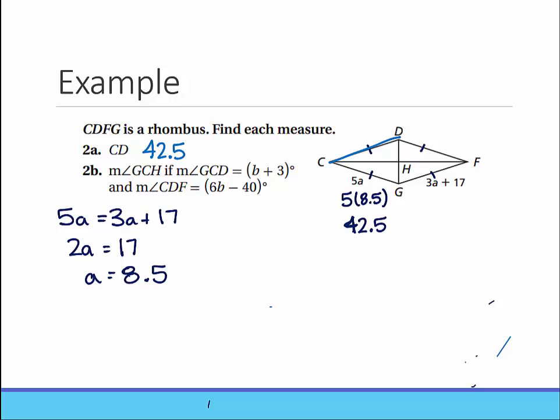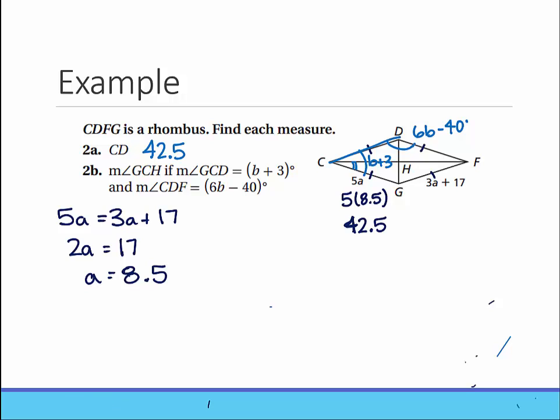And then they tell us some more information. If the measure of angle GCH, so GCH, this one right here, is what we need to find. And they tell us that GCD, this big one right here, is B plus 3. And then they tell us that CDF, so this one right here, is 6B minus 40.